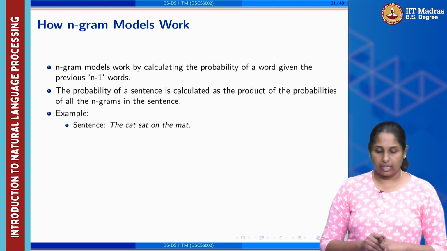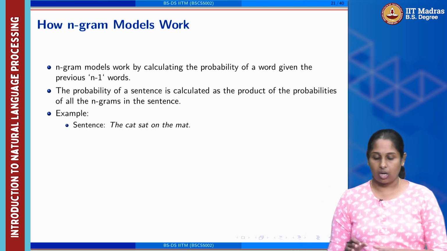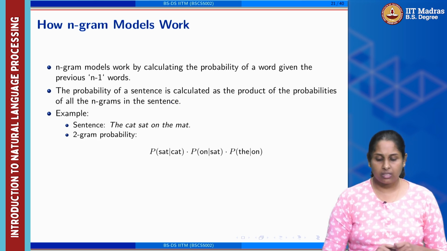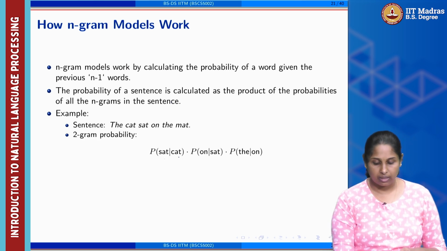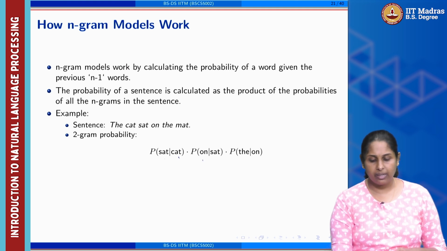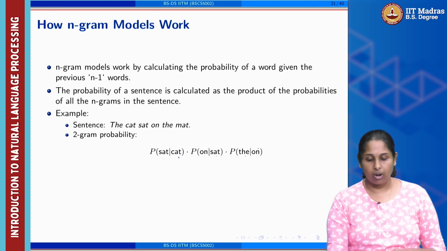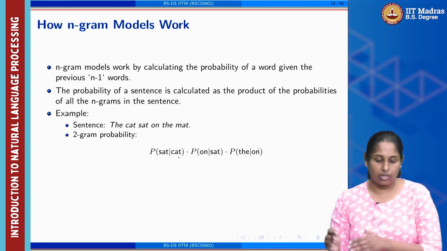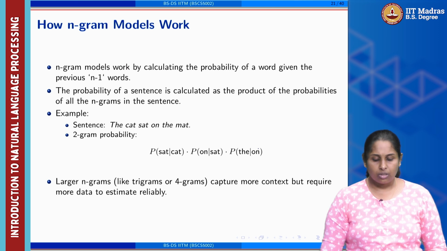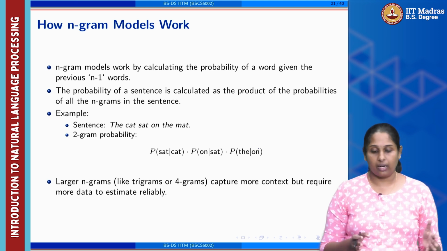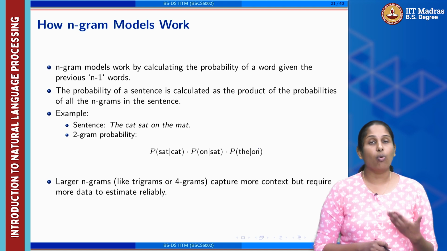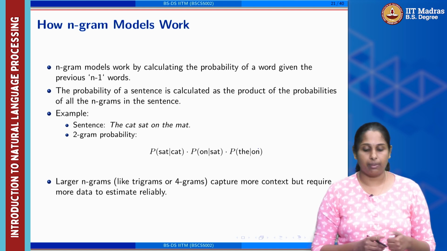Now, let us take the example, the cat sat on the mat. The 2-gram probability for this is, let us say, the probability of sat given the cat, the probability of on given sat, and the probability of the given on. So, we keep on predicting the probabilities of each word. Larger n-grams, let us say trigrams or 4-grams, capture more context, but they require more data to estimate their reliability.